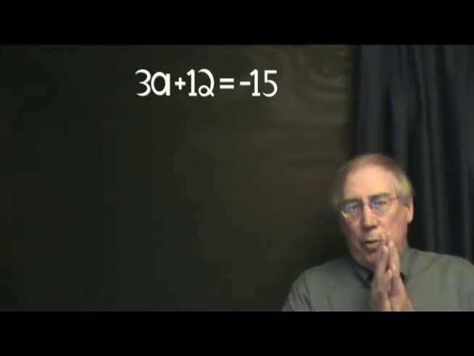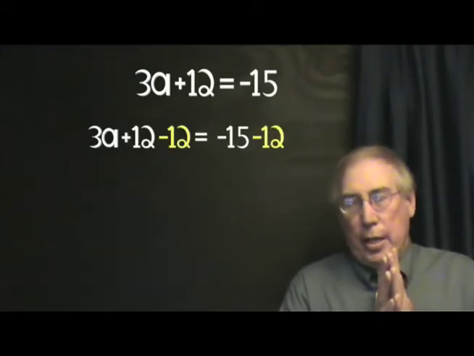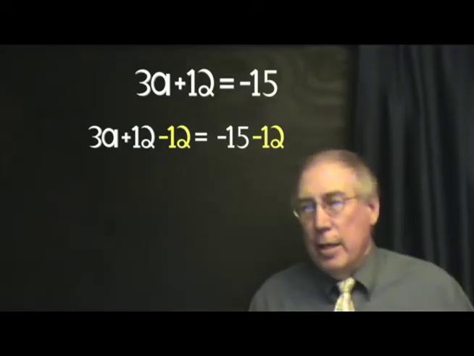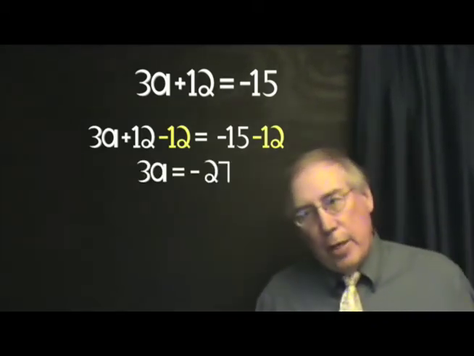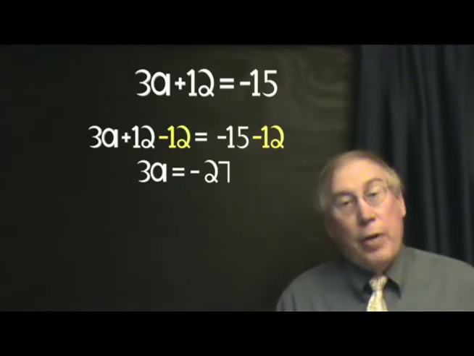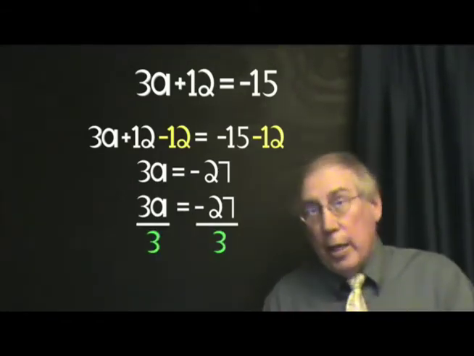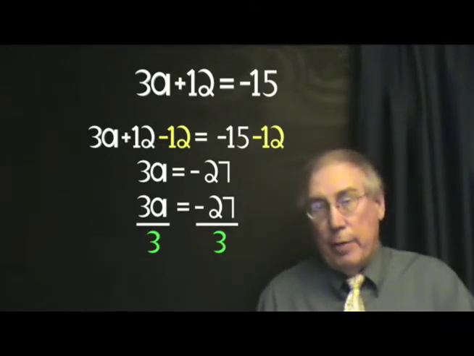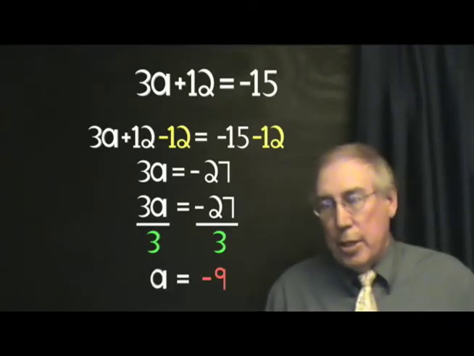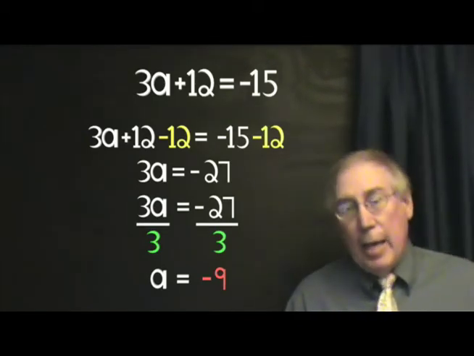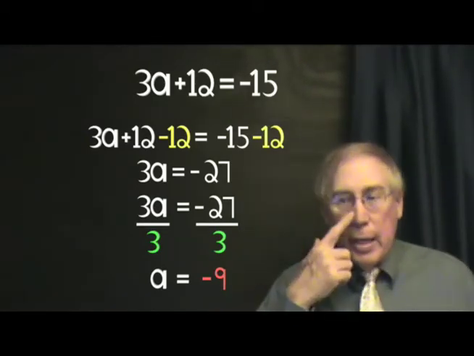This time, let's get rid of that 12 on the left-hand side. Subtract 12 from both sides. Be sure to do the same thing to both sides. So we'll get 3a on the left-hand side, and on the right-hand side, we've got a negative 15 and a negative 12. That's the same as adding two negatives together, which gives us negative 27. Put the common sign. And now divide through by 3, the coefficient of a. And we've got a positive into a negative, so we get a negative 9.